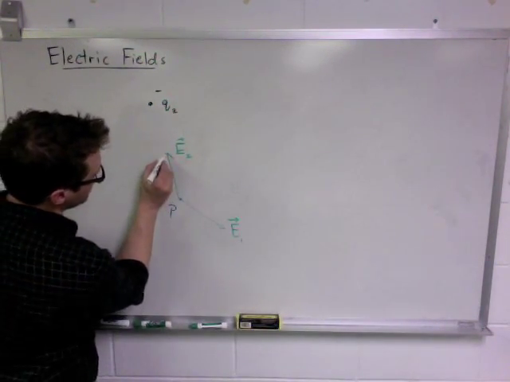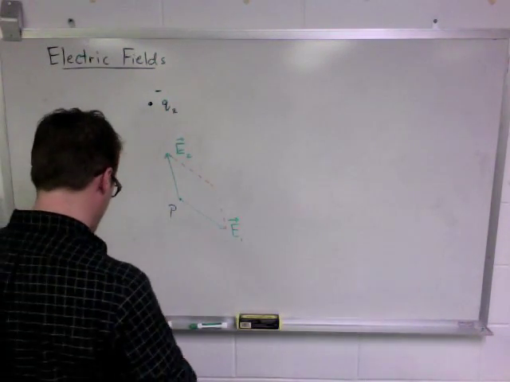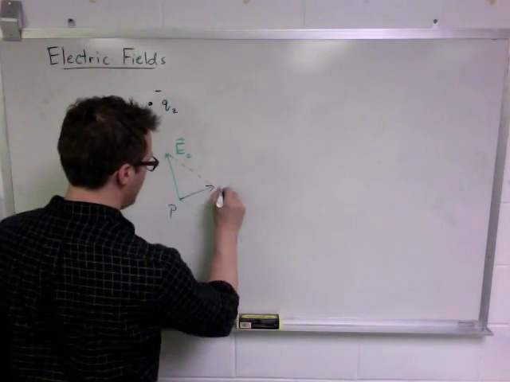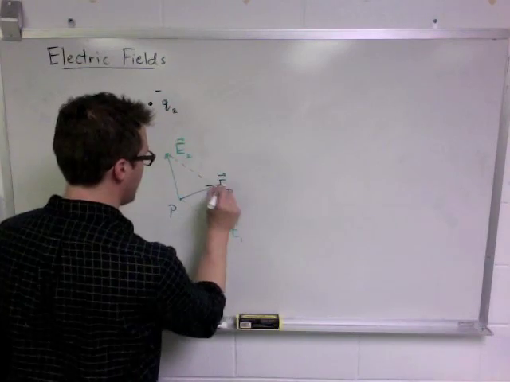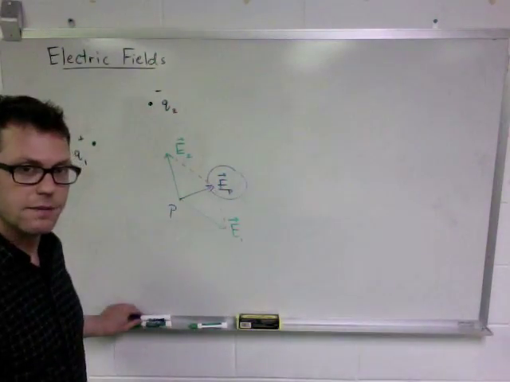So to find the net electric field at point P, I have to consider the vector sum of E1 and E2, which is going to graphically look like this. I'm setting up a little parallelogram, and so my total electric field vector at point P is going to be the vector sum of these two. So there is my total electric field vector. It's going to point up and to the right a little bit.